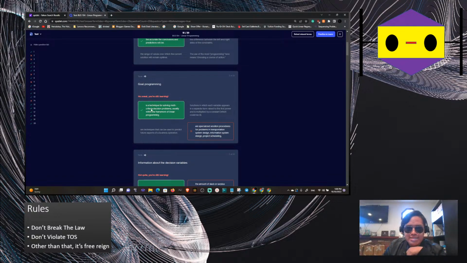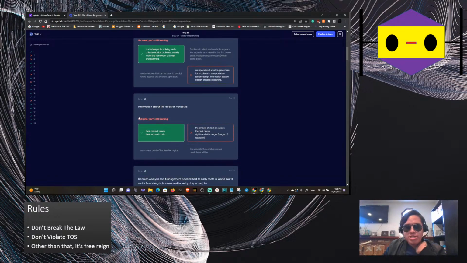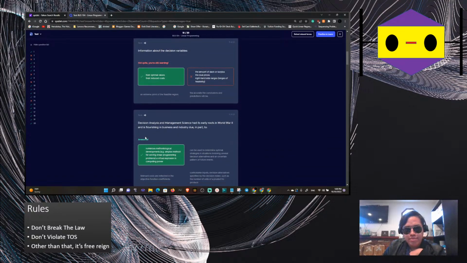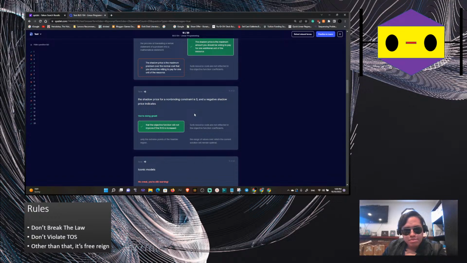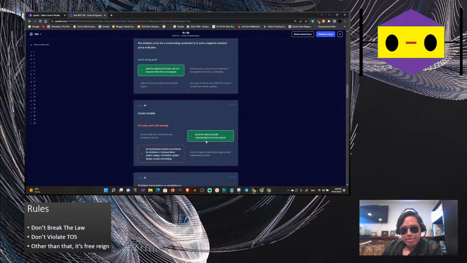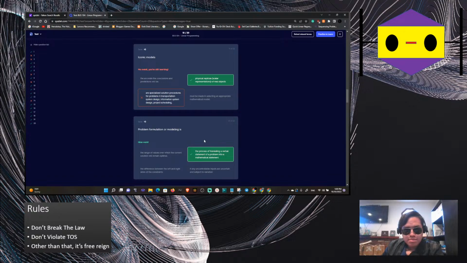Goal programming is a technique for solving multi criteria decision problems, usually within the framework of linear programming. Information about the decision variables is their optimal values and their reduced costs. Resource cost is sunk, the shadow price is the maximum amount you should be willing to pay for one additional unit of the resource. Iconic models are physical replicas or real objects.